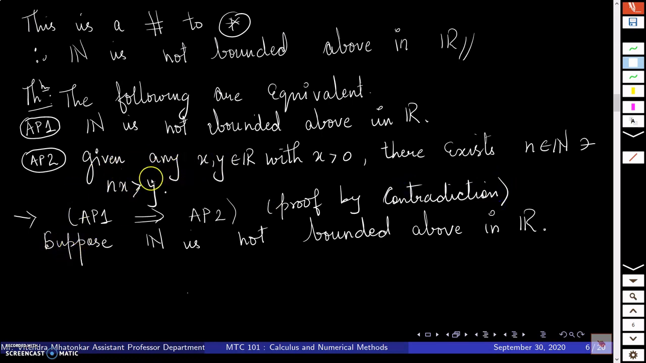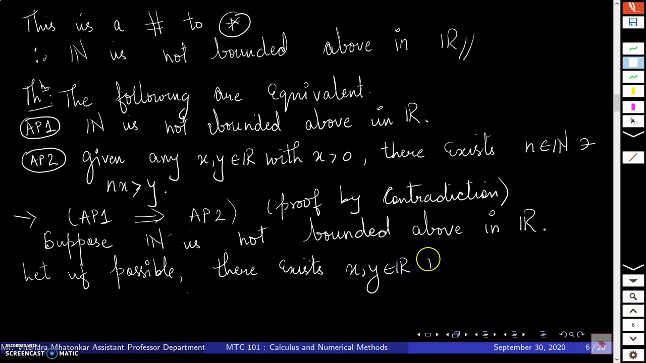What is the negation of this? That is what we need to assume. So we will assume that there exist real numbers x and y with x positive such that for every natural number n, this condition is not true. Again, universal will change into existential and existential will change into universal. So let, if possible, there exist real numbers x and y with x positive such that this condition is not true, that means nx is less than or equal to y. The negation of this is this.